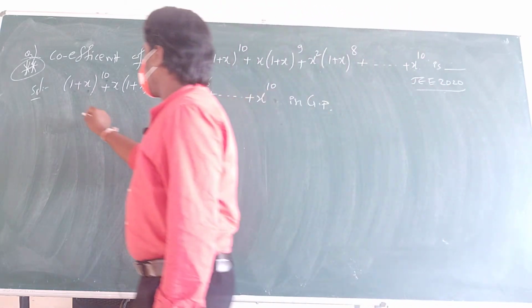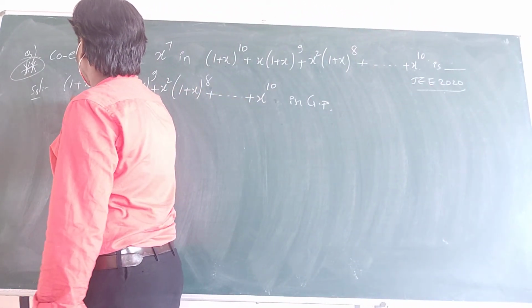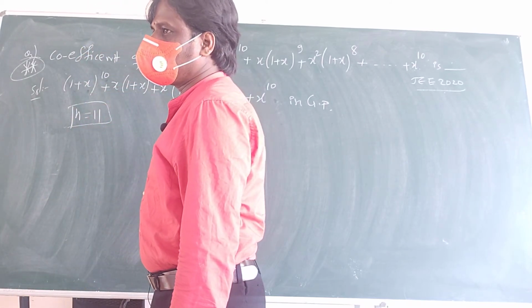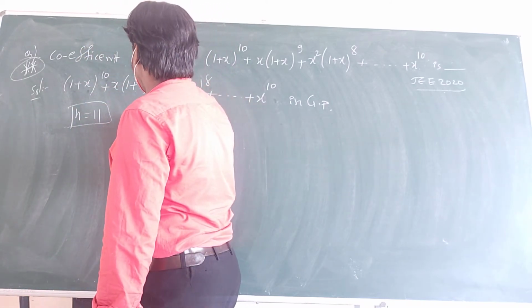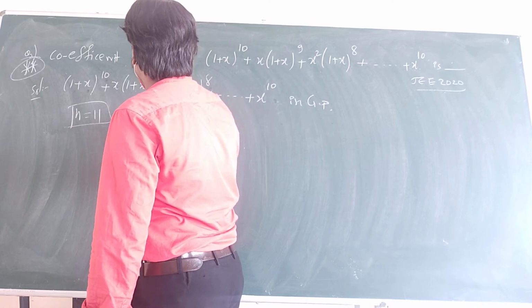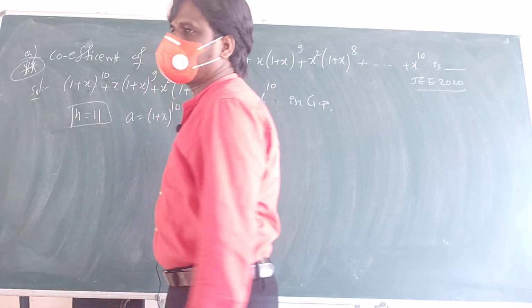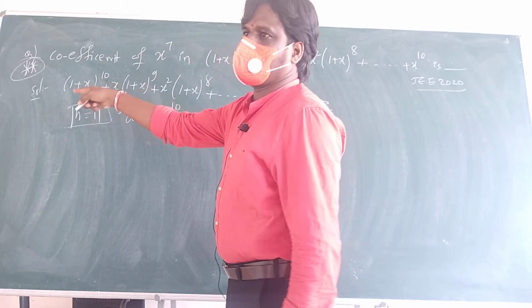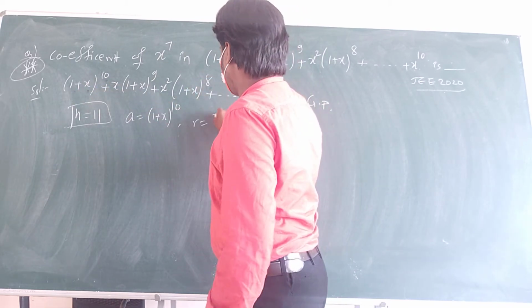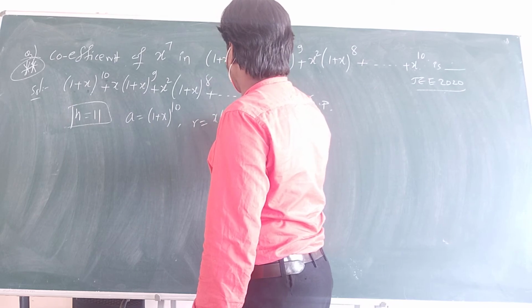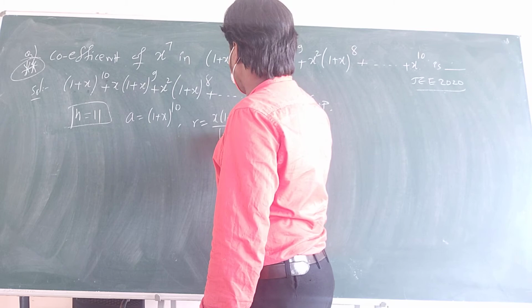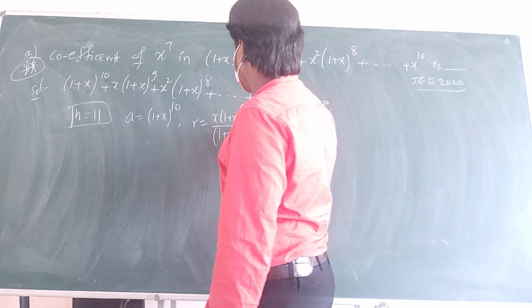Number of terms are 11. What is the first term? The first term is (1 plus x) whole power 10. What is the common ratio? T2 by T1. What is T2? x into (1 plus x) whole power 9, divided by T1, which is (1 plus x) whole power 10.